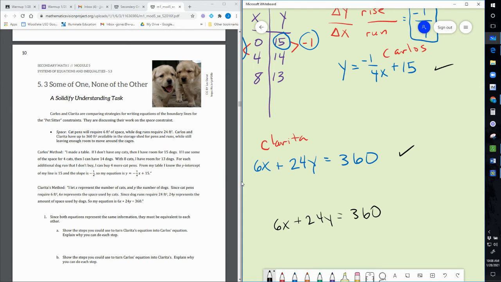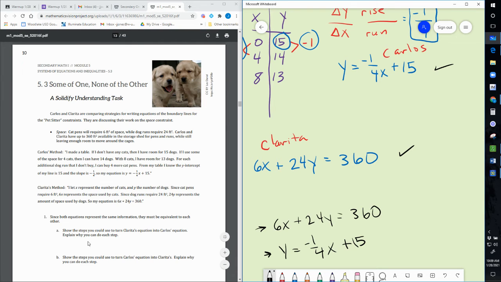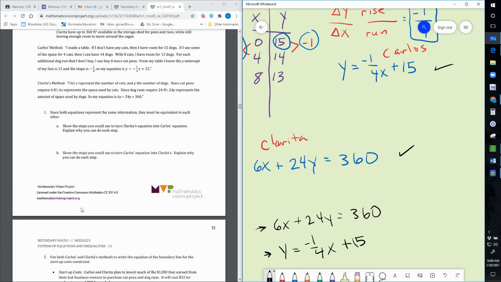Then the next one says, can you start with Carlos's, which is this, right? And convert it to the one above, right? The one above. So basically you're starting here, converting to here, and then vice versa. That's what A and B is. And then it says explain what you do in each step. So that's number 1. Convert from slope-intercept form to standard form and vice versa.